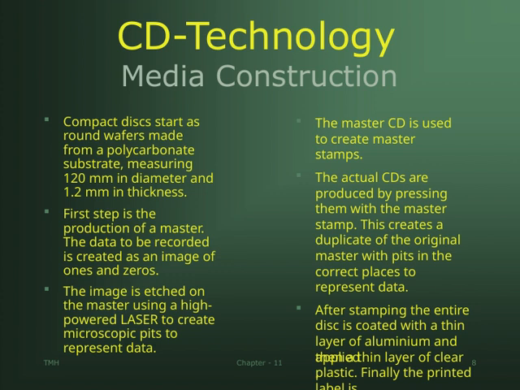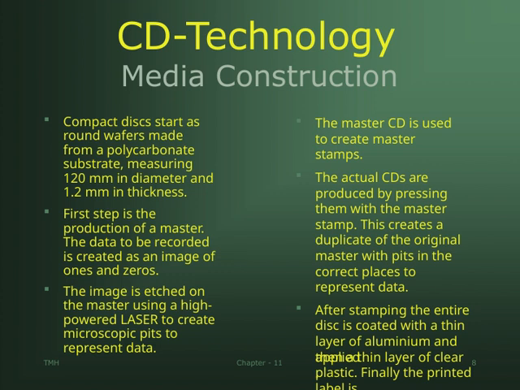Next, a high-powered laser etches this data onto the master by creating microscopic pits, tiny indentations, that encode the information. These pits are crucial because they are what the laser readers will interpret later when you play the CD. Once the master is ready, it's used to produce master stamps. These stamps serve as molds for mass production.